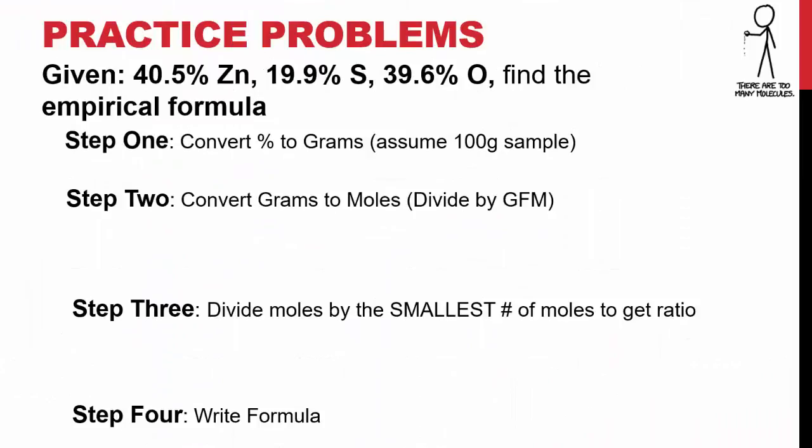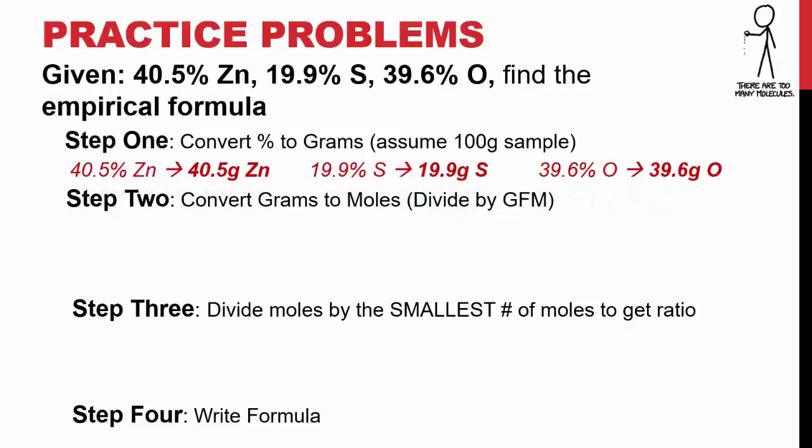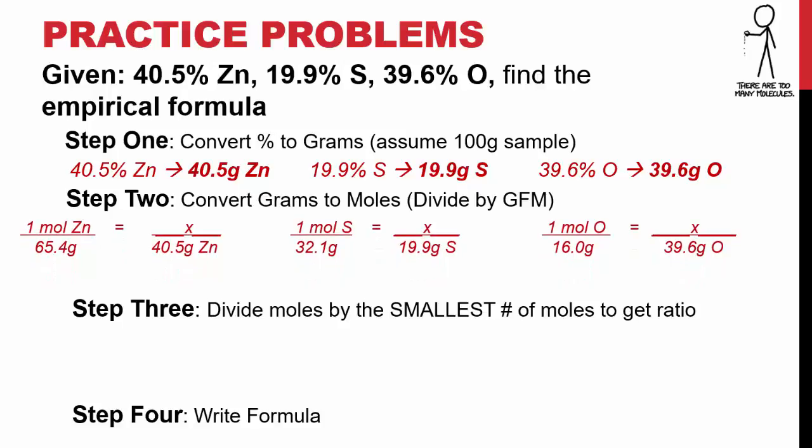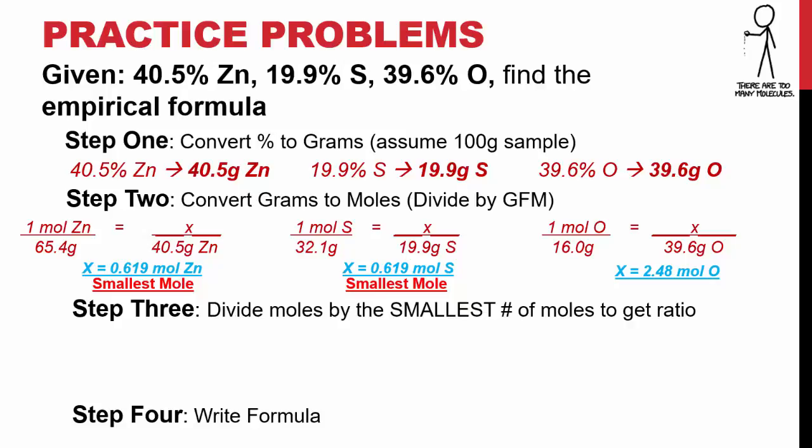So here's another example where we have 40.5% zinc, 19.9% sulfur, 39.6% oxygen, and we're trying to find the empirical formula. Convert all those percents to grams. So we get 40.5 grams of zinc, 19.9 grams of sulfur, and 39.6 grams of oxygen. Then we're going to convert those grams into moles by dividing them by their GFM. So 40.5 grams divided by the 65.4, we end up with 0.619 moles of zinc. Same thing you would do for the sulfur and the oxygen, and as you can see, the numbers that we get. Remember to find the smallest value of moles from this.